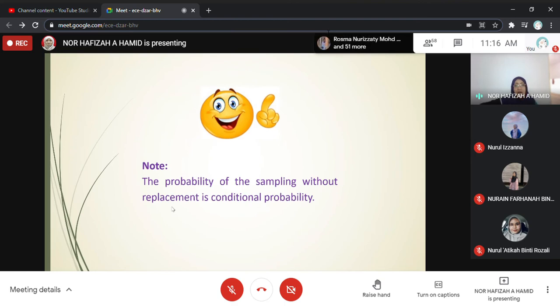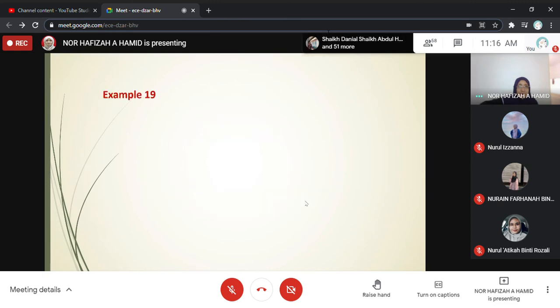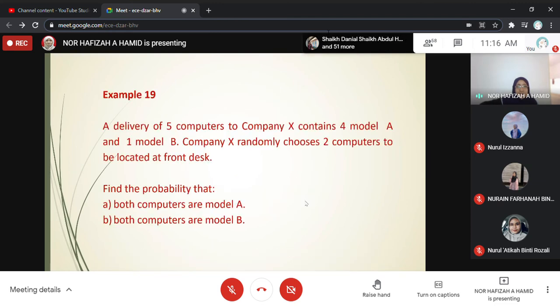So the probability of the sampling without replacement is conditional probability. So without replacement is also a dependent event. Okay, so it is called conditional probability, or in terms of event, it is the dependent event. Okay, without replacement.